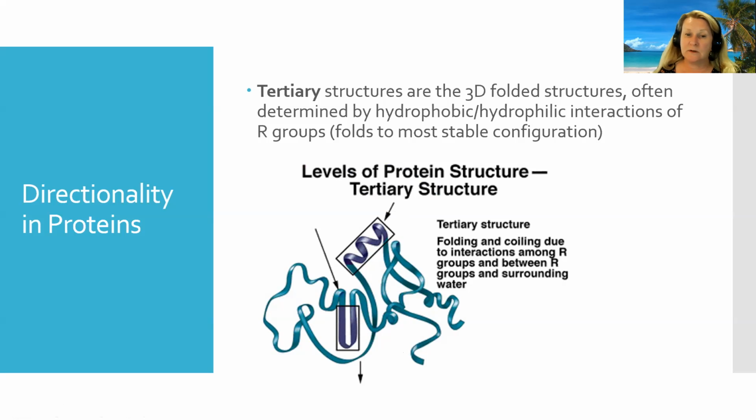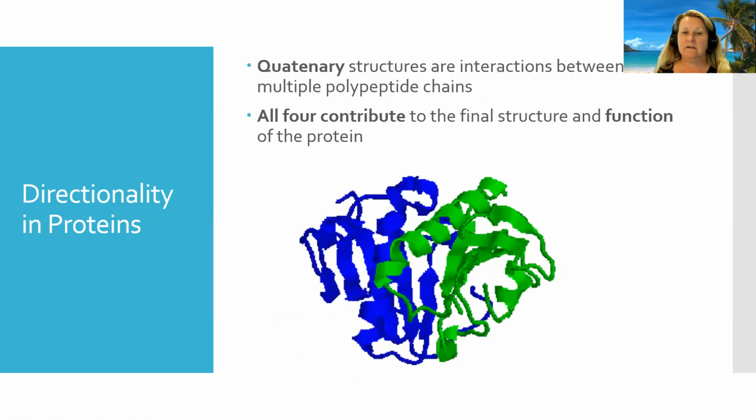Really complex proteins that are made of more than one polypeptide chain or domain have a level of structure called quaternary structure. And quaternary structure is the interactions between multiple polypeptide chains. And in this diagram, you see a protein that's made of two different polypeptide chains. You can see a helix here, and it looks like we have a beta pleated sheet here.